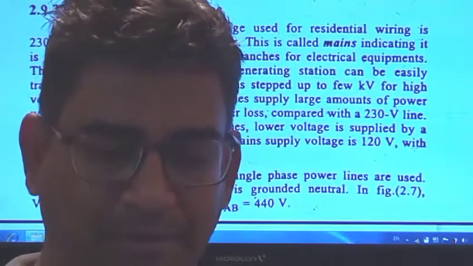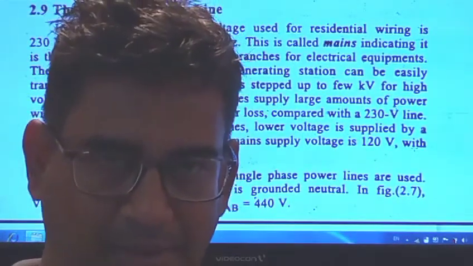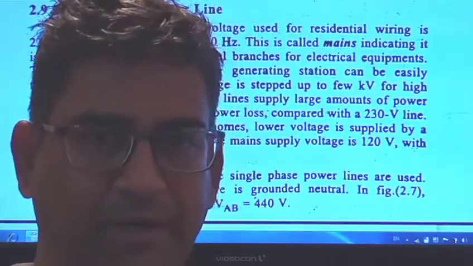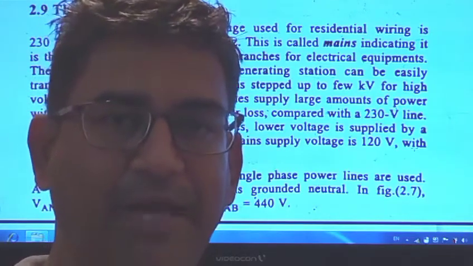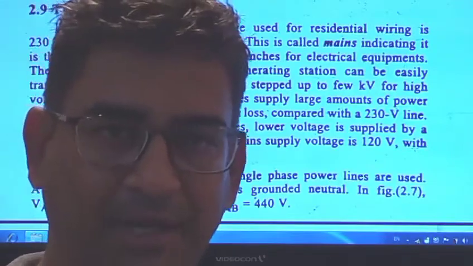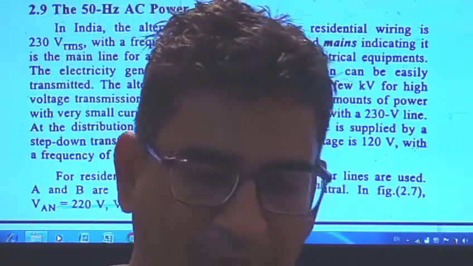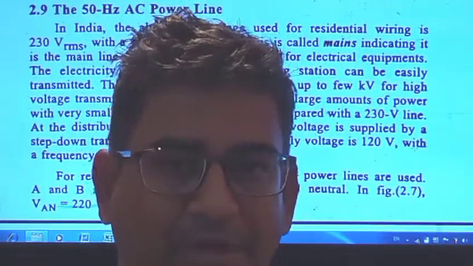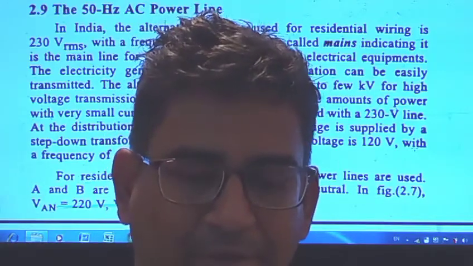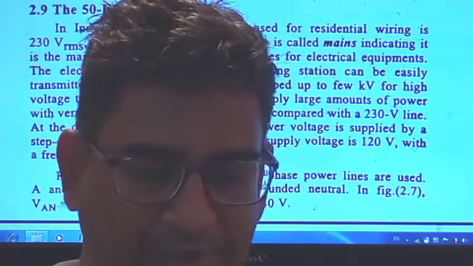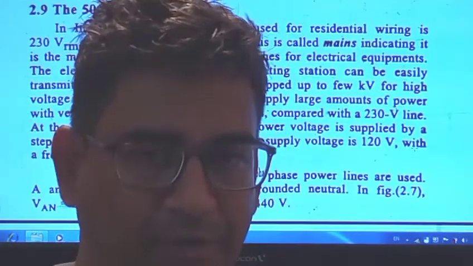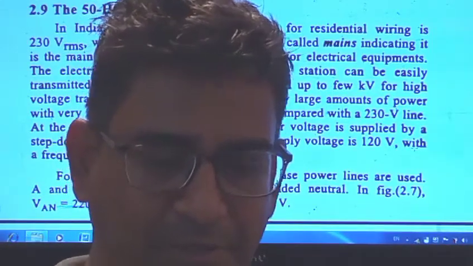The mains in the USA, as I told you earlier, is 110 or 120 volt and the frequency is 60 Hz. Okay students, for residential wiring we have three wires with a single phase power line. A and B are the phases and the third wire is the grounded neutral. The third wire is nothing but the neutral.